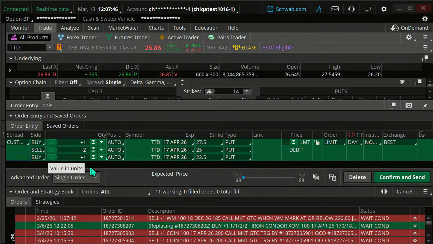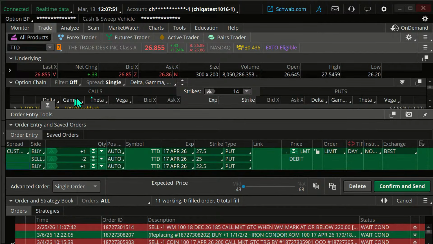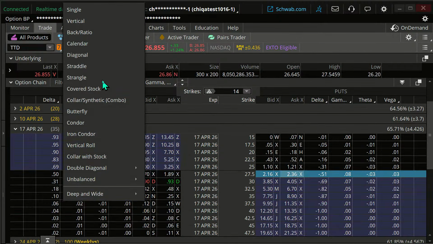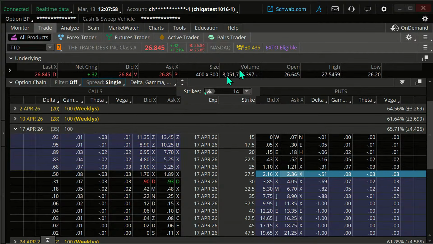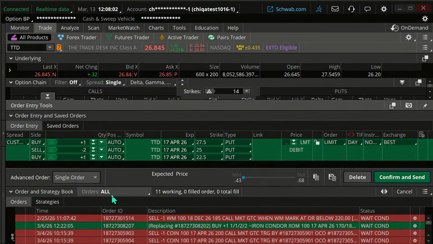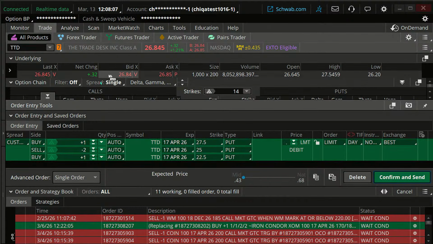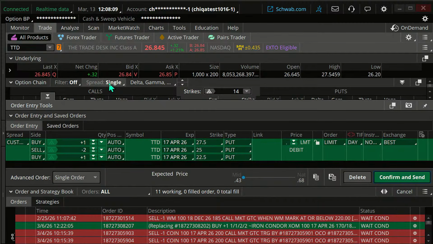That's a butterfly spread. Now, you're saying, Brent, could you have just done it by going up here to spread and doing butterfly? Yeah, I could have done it that way as well. But I want you to be aware of both ways. Because a lot of times when you're doing more complex trades and you want little variations, the cookie cutter approach to just picking spread isn't going to work, and you're going to want to put on different legs that don't necessarily have an exact name.